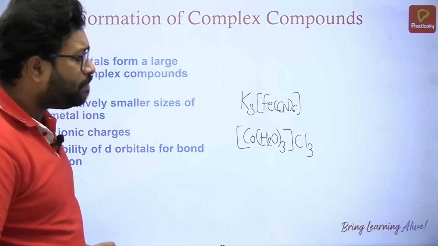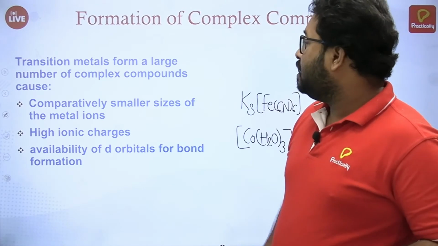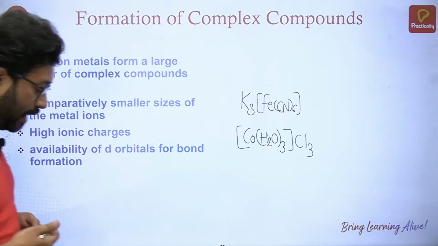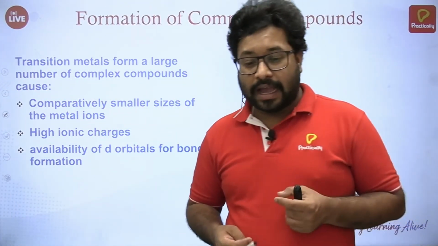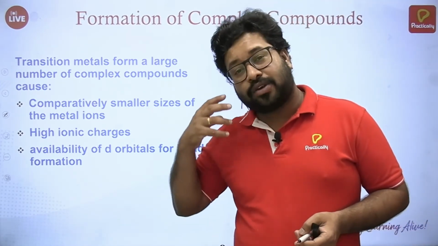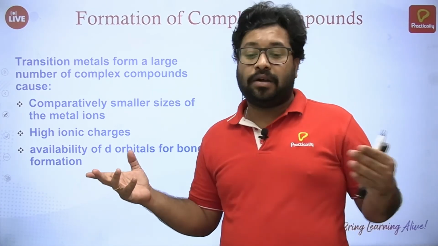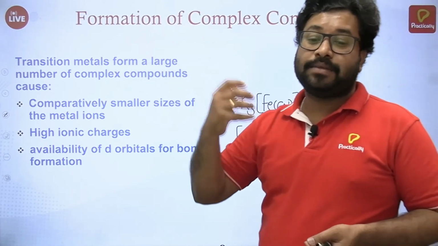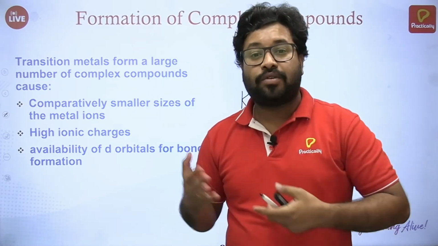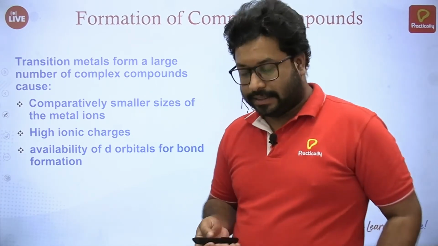Like this, or there could be many compounds like this. Now, transition metals, why do they form a large number of complex compounds? The reason is their comparatively smaller size. Secondly, they can hold very high ionic charges, because the incoming ligands come with a negative charge. And thirdly, the availability of d orbitals, which can accept electrons from incoming ligands, and that is how they form different kinds of complexes.